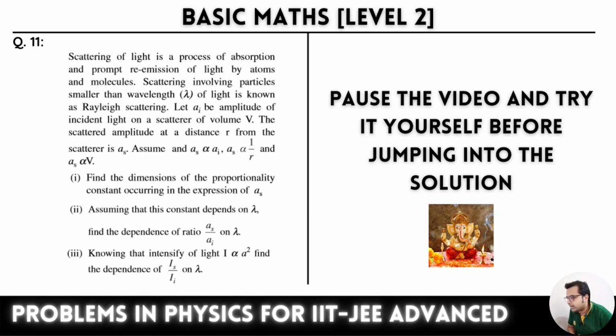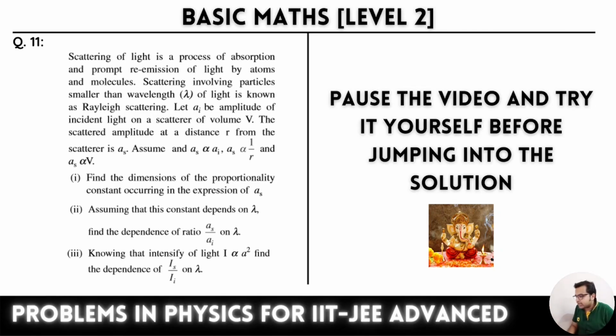Now what you have to find is the dimensions of the proportionality constant occurring in the expression of A_s. So see what you can do. You can write A_s is proportional to A_I into V upon r, because you can combine A_s proportional to A_I, A_s proportional to 1 upon r and A_s proportional to V. When you combine, you get A_s proportional to A_I into V upon r. When you remove the proportionality sign, you get A_s is equal to K A_I V upon r. So you have to find the dimension of K. Very easy. I think you can do that.